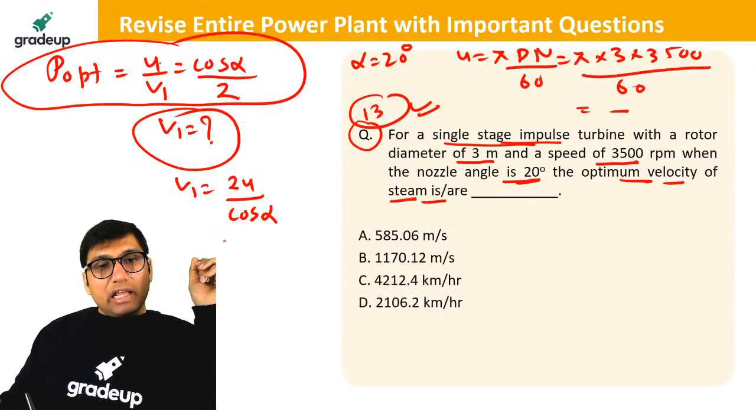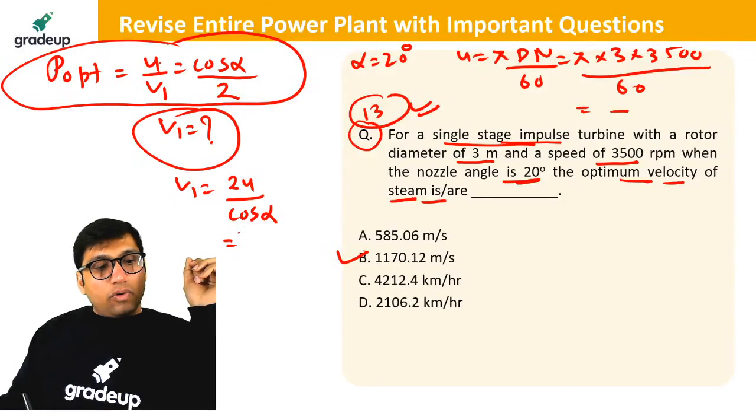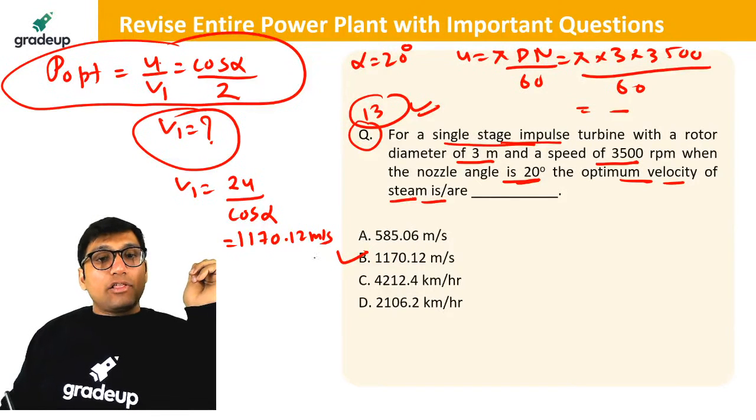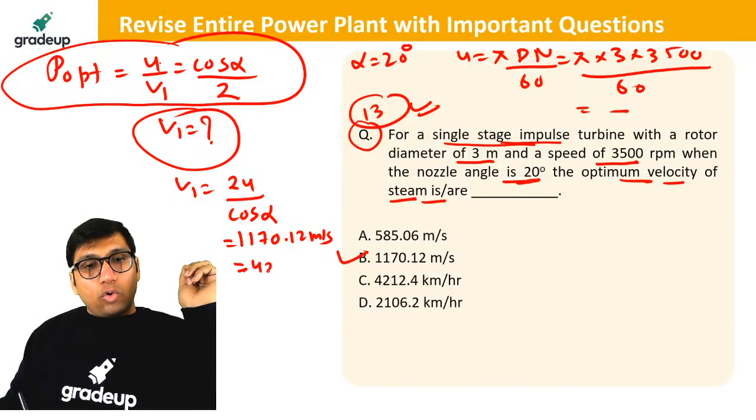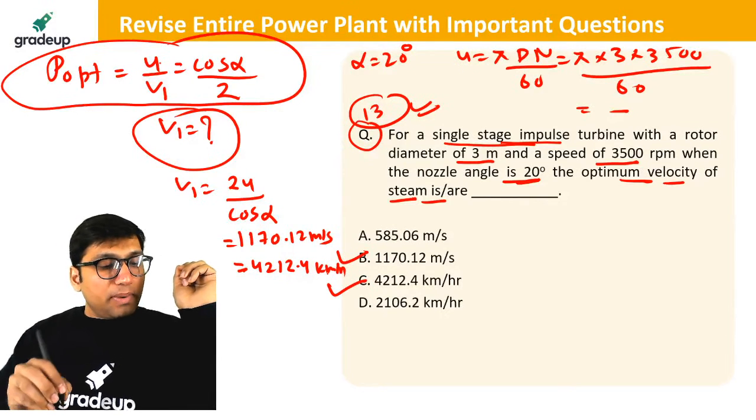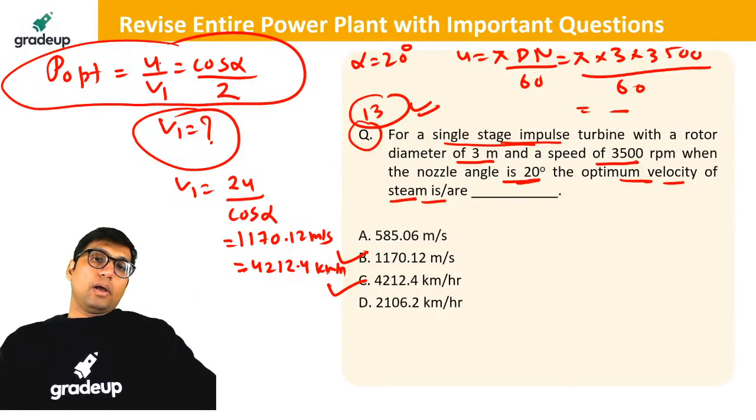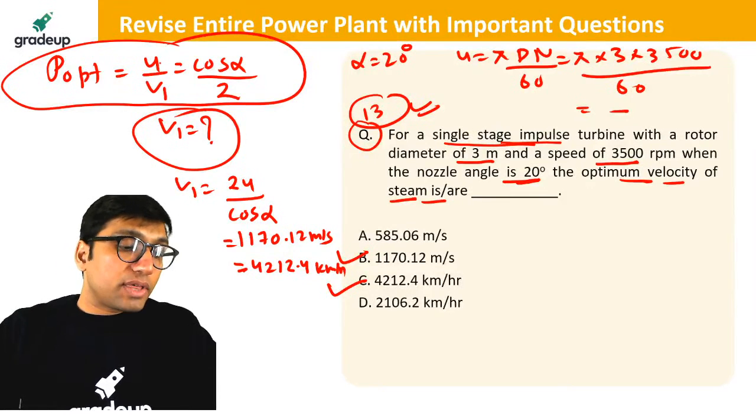If you solve it, you will be getting V1 as 1170.12 meter per second, and it is also equal to 4212.4 kilometer per hour. So both option B and C will be correct. Okay, so this is the last question of this session.